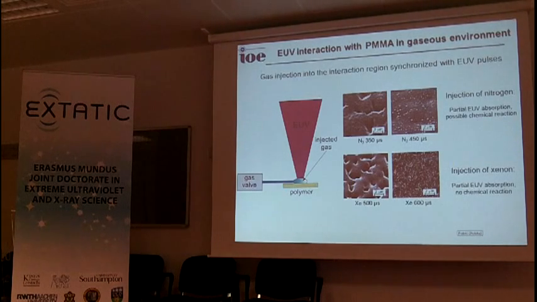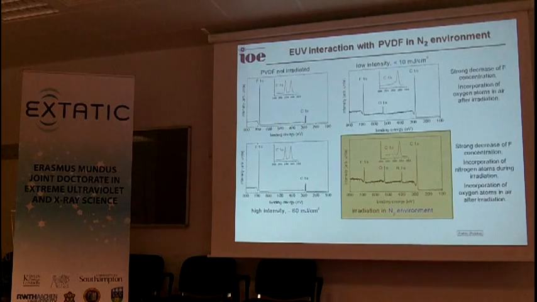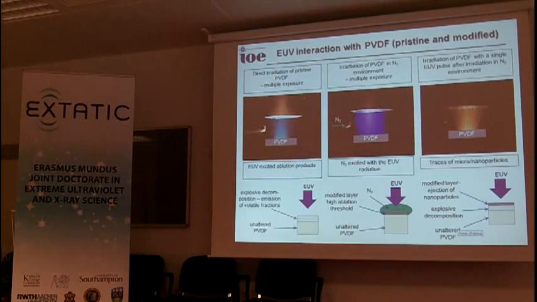And these are examples of irradiated PMMA with additional gas. So you can see that when you use nitrogen, there is some possible chemical reaction, some reactive processing. When we use a noble gas, there is no chemical reaction. So it is another way to improve the process of EUV processing.